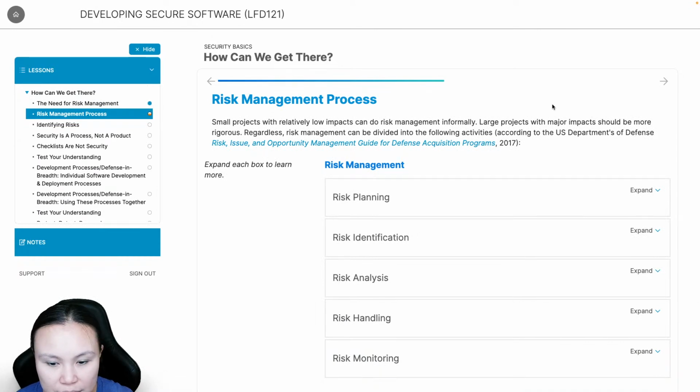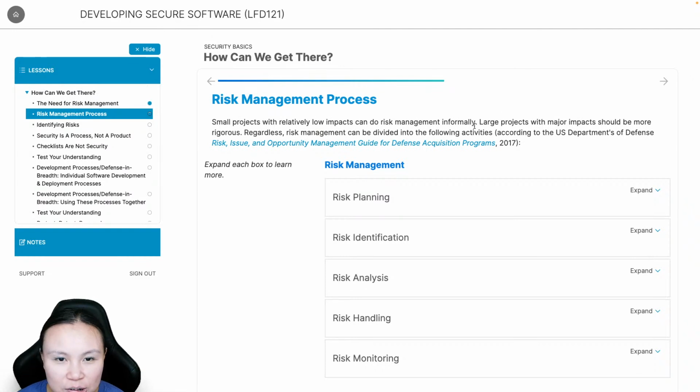Risk management process. Sorry, my monitor is very weird. I'm adjusting my monitor, so the angle is very weird. That's why I don't know where to look, because at some point I was tidying up my desk and the monitor moved, and now I feel very weird.